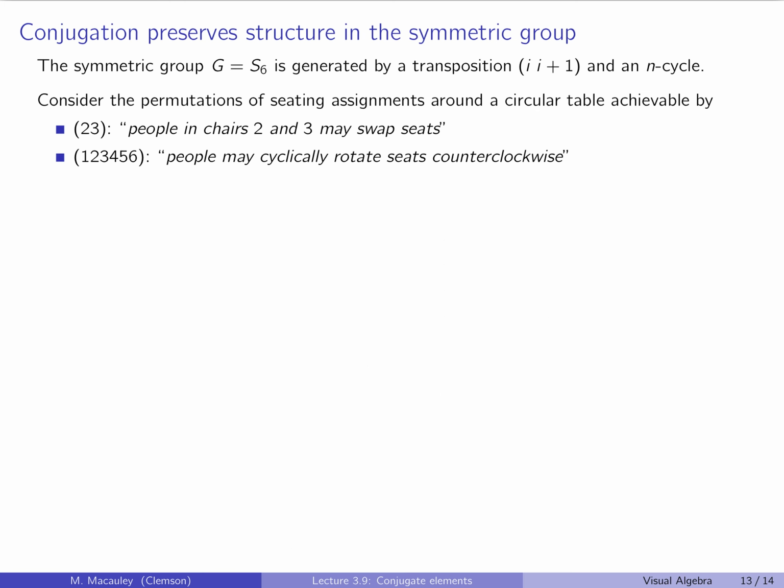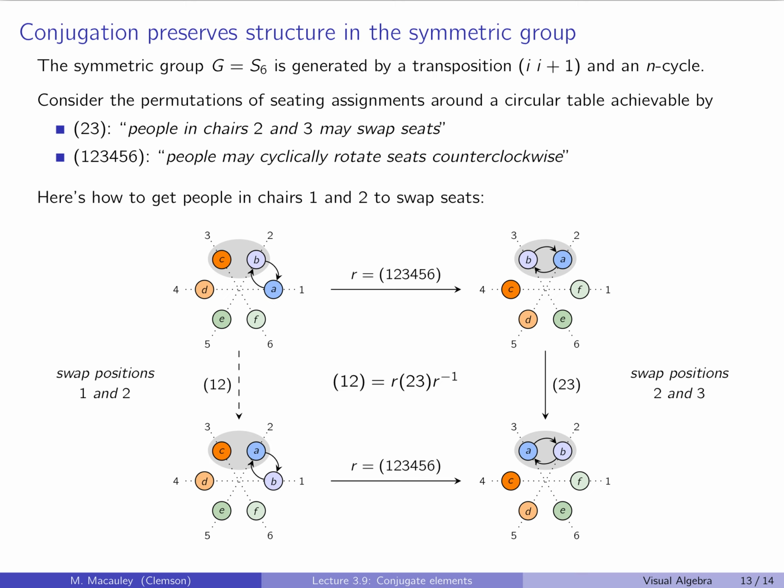Let's see another commutative diagram involving visuals and conjugation for the symmetric group. So let's take S6, which is generated by a transposition (i i+1) and an n cycle. We'll take (2 3) and (1 2 3 4 5 6). Imagine that 6 people are sitting around a circular table, and we can say that people in positions or chairs 2 and 3 may swap seats at any time, and people can always cyclically rotate their seats. Do you agree that we can get any seating assignment from just these two? We've been over this in chapter 2.